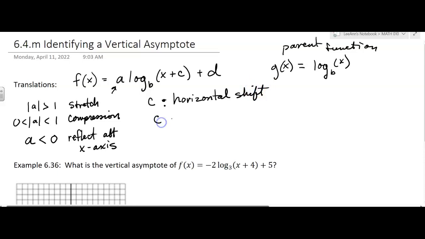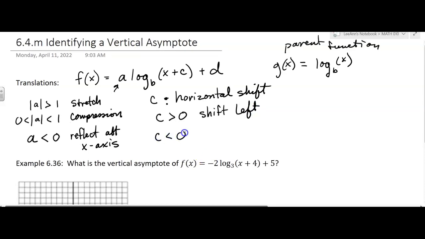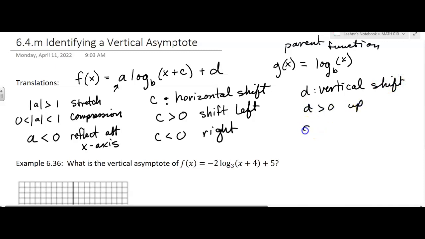If C is positive, then it's shifting left. And if C is less than 0, it shifts right. Okay, D is the vertical shift. And if D is greater than 0, it shifts up. And if D is less than 0, it shifts down.